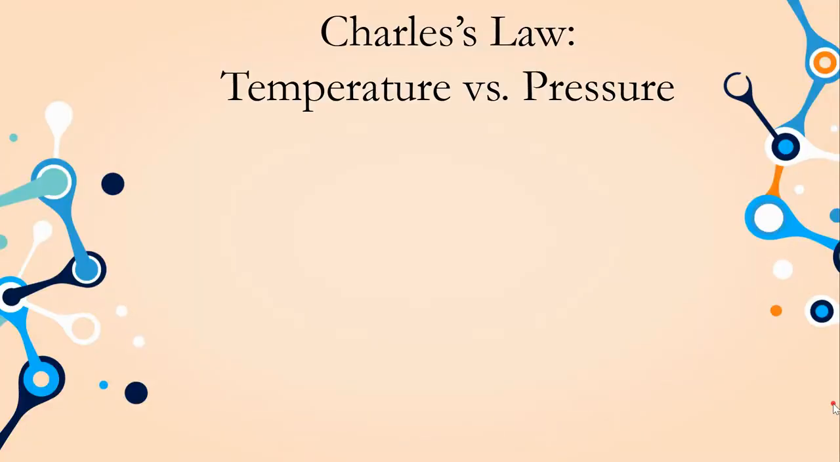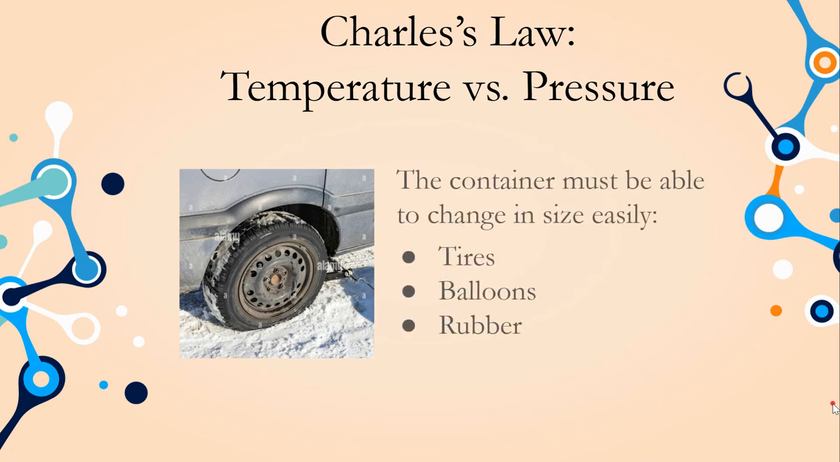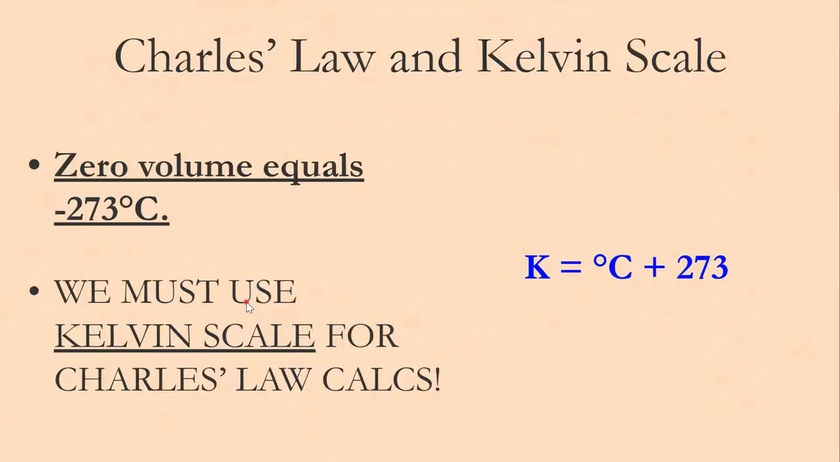The situation of Charles' law really applies when we have some kind of container that has a gas where the container can change its shape or change its size. You're thinking tires or balloons or some kind of rubber. For instance, tires are going to deflate in winter because of Charles' law. The temperature decreases and the volume decreases as well. Now, quick note, because we're now dealing with temperature, we always need our temperature in Kelvin. And the way we'll get to Kelvin is we'll take our temperature in Celsius and add 273.